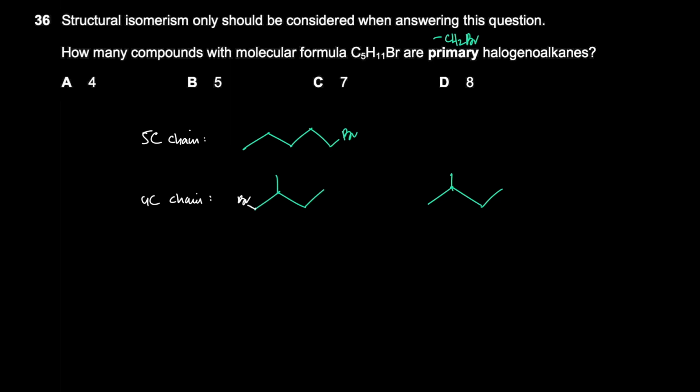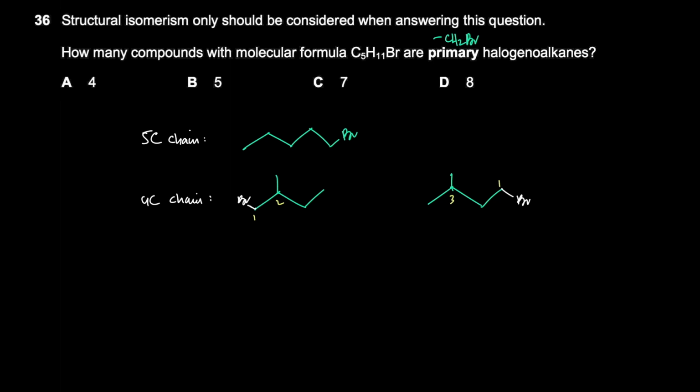You can also have the Br on the other end. Again, this is a primary halogenoalkane. You have a CH2Br, but methyl is on carbon number 3. So here we have 1-bromo-2-methyl. Here we have 1-bromo-3-methyl. So these are two different possibilities of the 4 carbon chain. Again, the bromine can't be in the middle because it has to be a primary halogenoalkane.